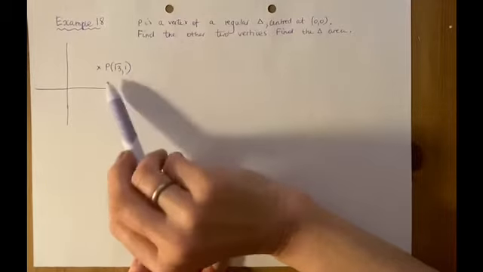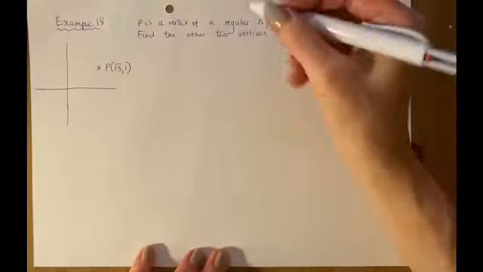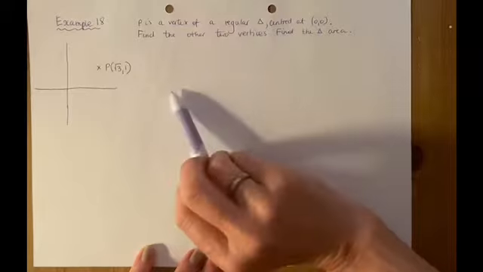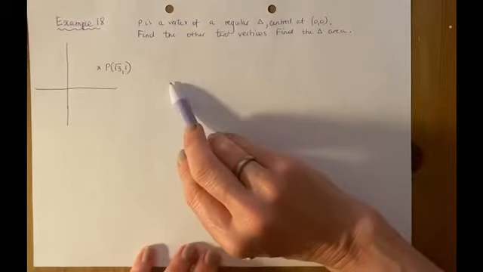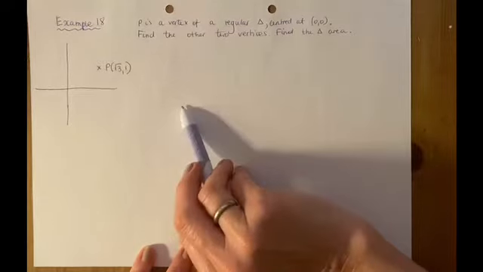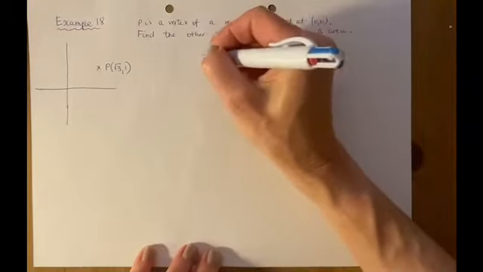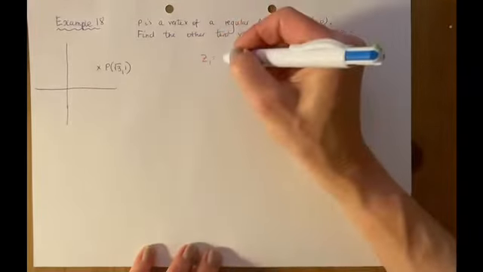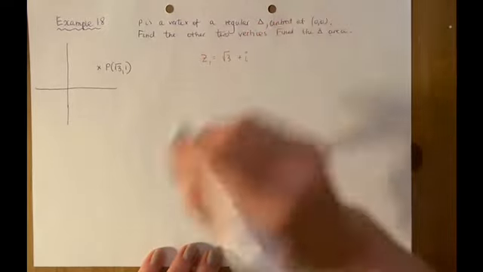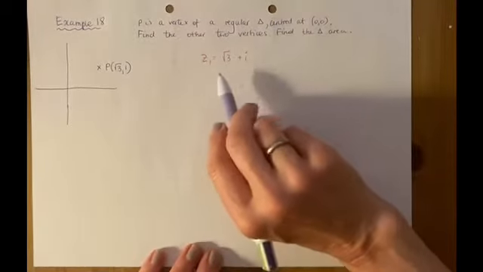You've got P with the coordinates root 3 and 1, a vertex of a regular, equilateral triangle centered at the origin. So there's 3 of those roots, so it must have been a cube root. Find the other 2 vertices and then find the area of that triangle. So this could be your z1, your first root of a cube root of a complex number. We don't know which one, but we haven't been asked to find it.